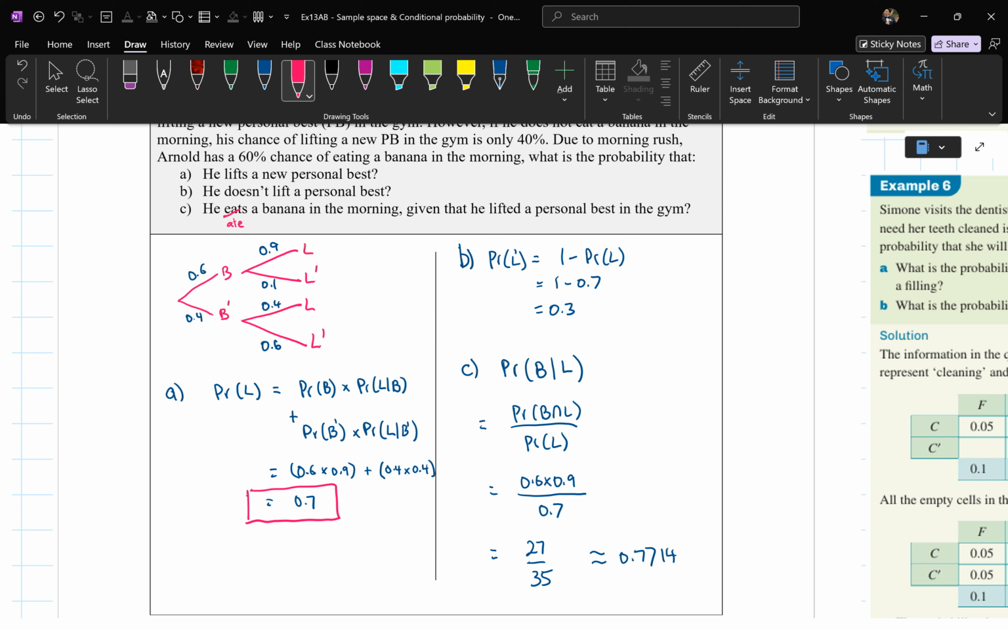Well, there are 2 ways that you can get a personal best, so you have to calculate both scenarios: B dash times L, and then B times L. Add them together. I get 0.7. Hands up if you got 0.7. Okay, that's conditional. So if you were struggling with that one, that's conditional probability.